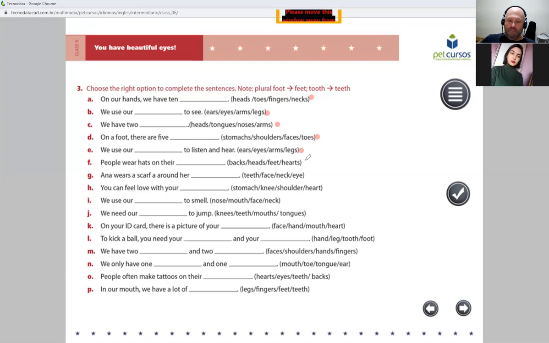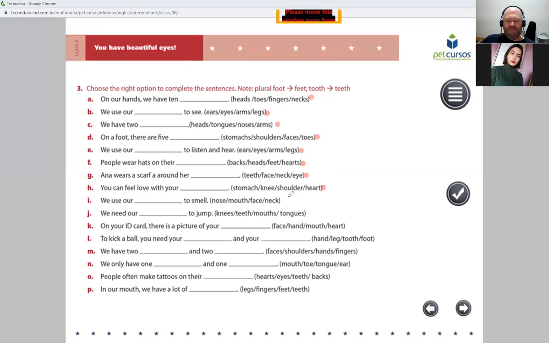People wear hats on their knees. On their... No, hats. Heads, yes. On their knees, não dá. A não ser quando você senta e tira o chapéu. Sorry. Anna wears a scarf around her neck. Neck, yes. You can feel love with your heart.